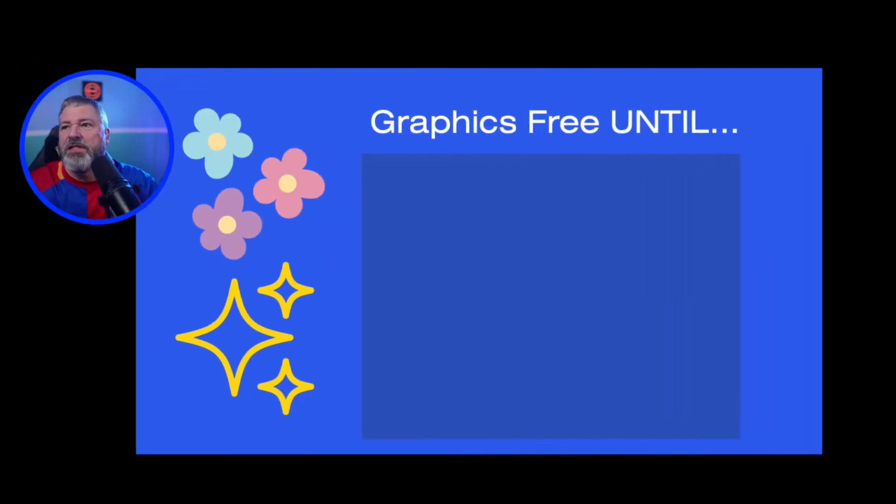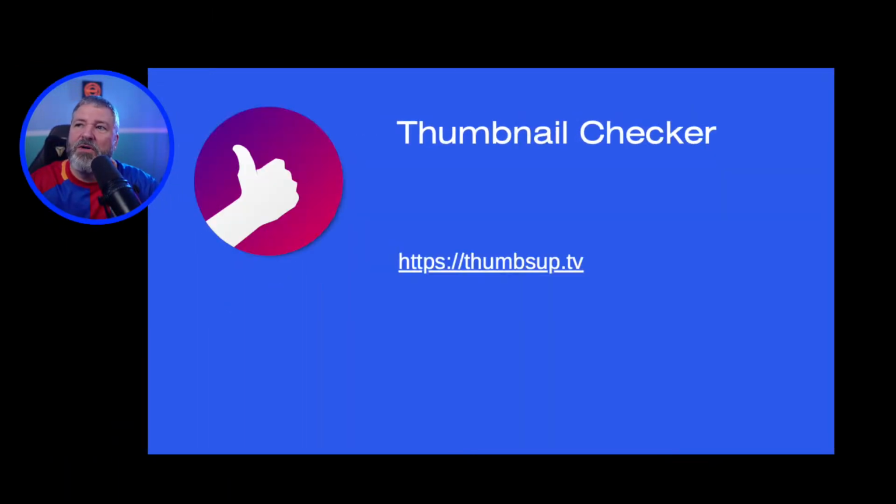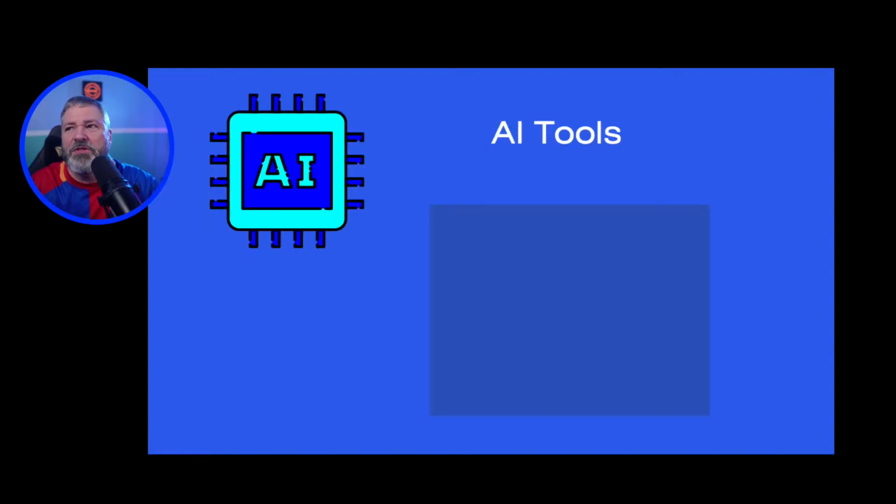So, yep. All right. Let's go see next. So, going back to, let's see if my PDF is still broken. It is still broken. All right, so I just showed you thumbsup.tv. I love that site. I use that to check my thumbnails and descriptions. Next, let's talk about AI tools.